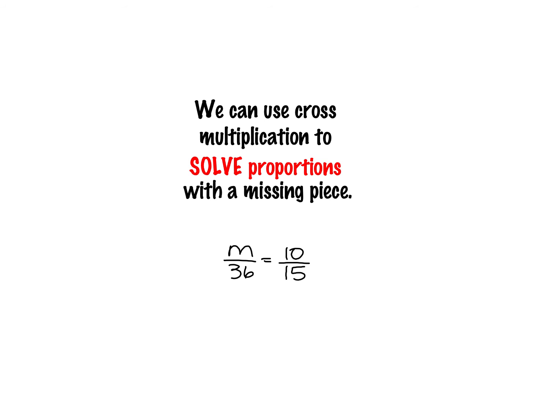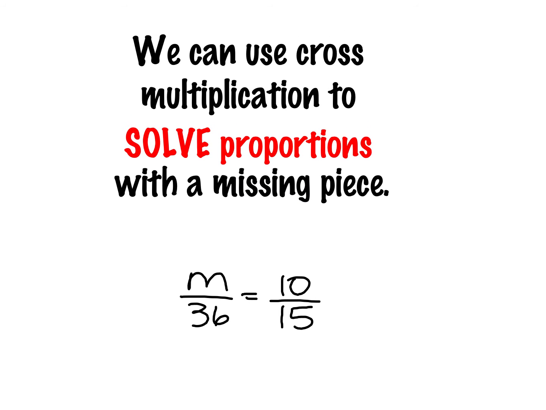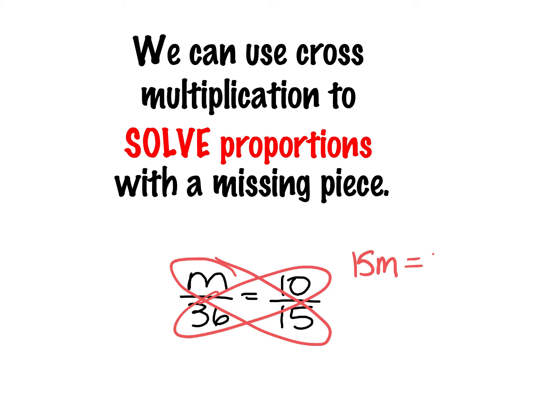All right, so now let's look at cross products to solve for a missing piece. So again, I want to set my cross products equal to each other. So basically what I'm saying here is that 15 times m, or 15m, is on this diagonal, and I need to set that equal to 36 times 10, which is 360. So again, that was my 36 times 10.